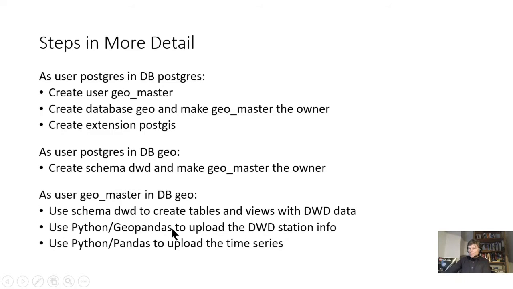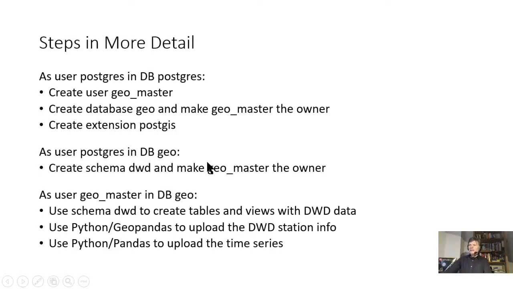Okay, and then the user GeoMaster comes into play, and this is now finished, right? All the rest is done just by GeoMaster. And this GeoMaster will create the tables and the views within the DWD schema. It will import the data and provide access to the data and so on. And we will then use Python and GeoPandas and use the credentials of the GeoMaster to upload the DWD station information. And we also use Python Pandas to upload the time series as user GeoMaster. So these steps here have to be performed just once. And for the rest of the life of the database, you would basically just interact with the database as user GeoMaster.